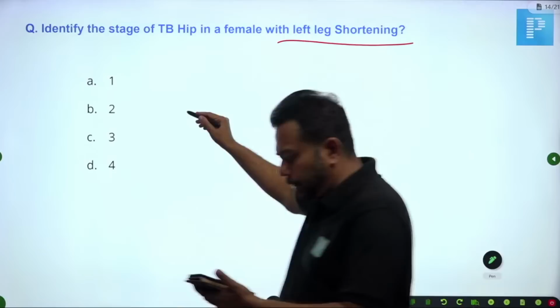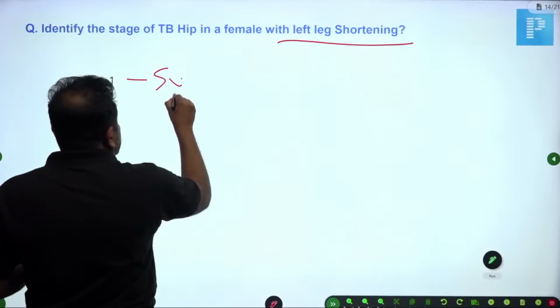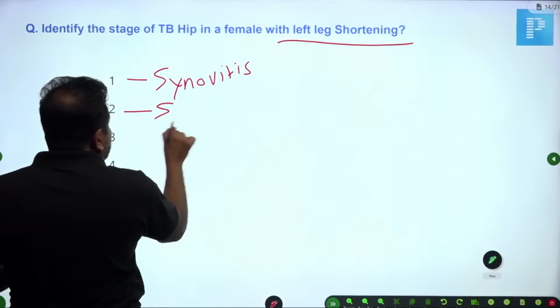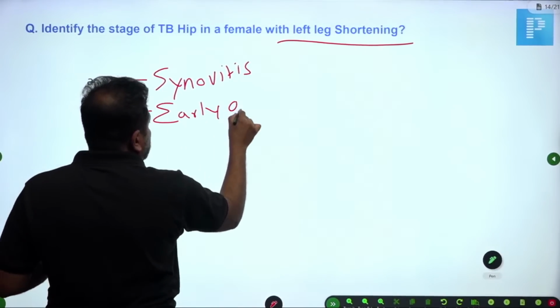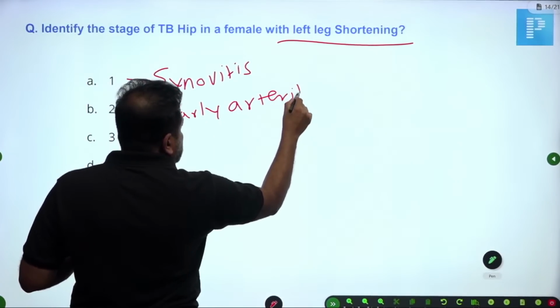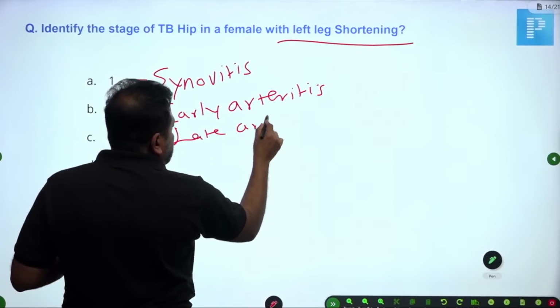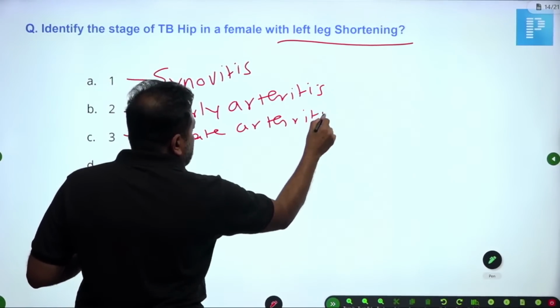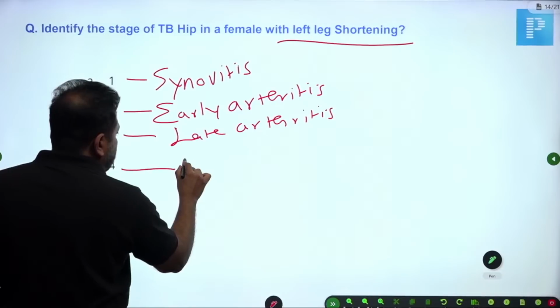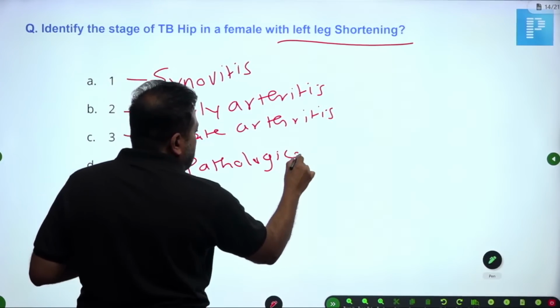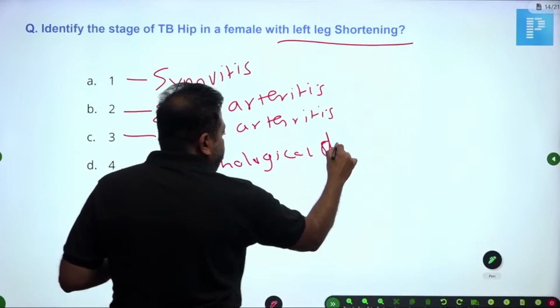Stage 1 is called stage of synovitis. This is called stage of early arthritis. This is called stage of late arthritis. This is called stage of pathological dislocation.